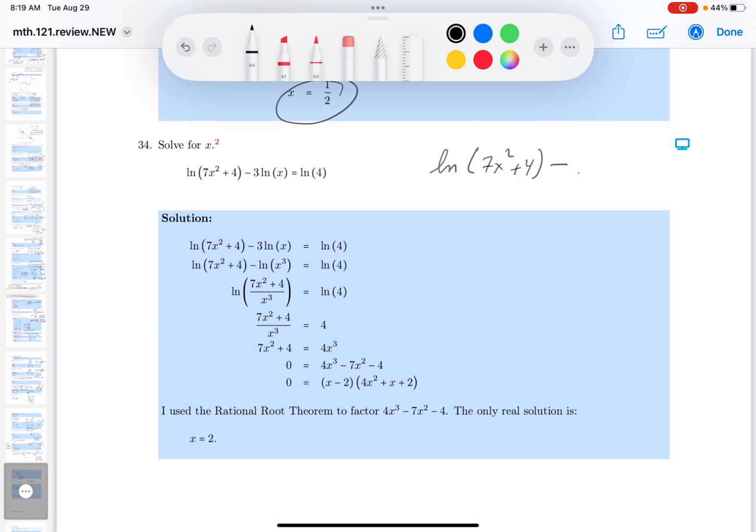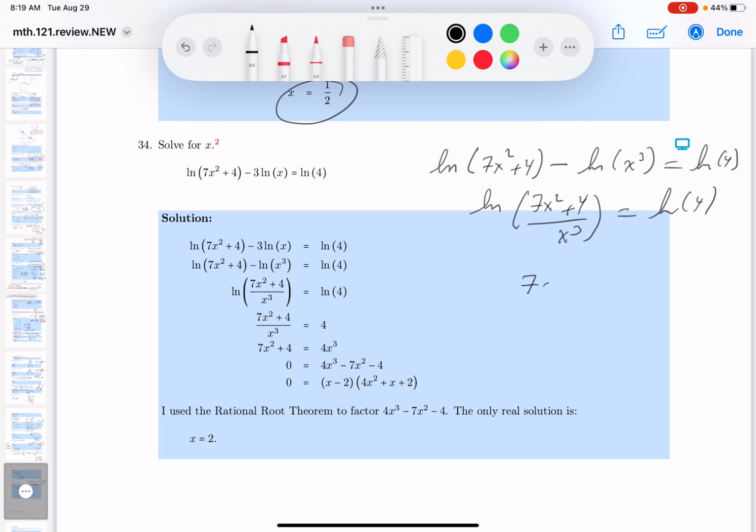I'm going to bring the 3 up. It's going to be natural log of x cubed. And what does that equal? The natural log of 4. Let me keep going through it. And what do I see over here? I see natural log of 7x squared plus 4 over x cubed. I'm using the rules of logs to do that. Natural log of 4. What do I know about this over here?